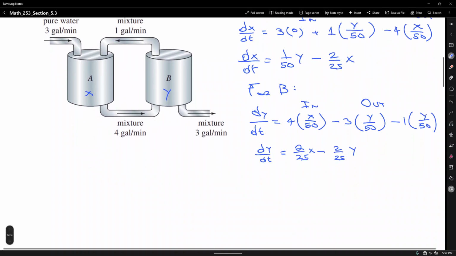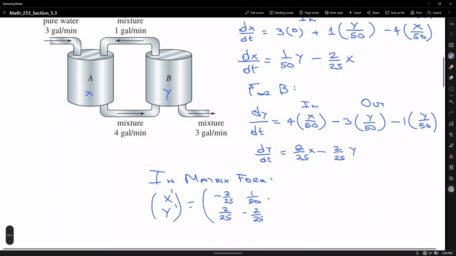So let me write it as a matrix. In matrix form, that's x, y equals, oh, x prime, y prime, negative 2 over 25. Be careful because the first equation has the y term first, and the x term afterwards. So make sure to put them in the correct entry in the matrix. 1 over 50. And then here, another 2 over 25, and minus 2 over 25. And that times x, y.